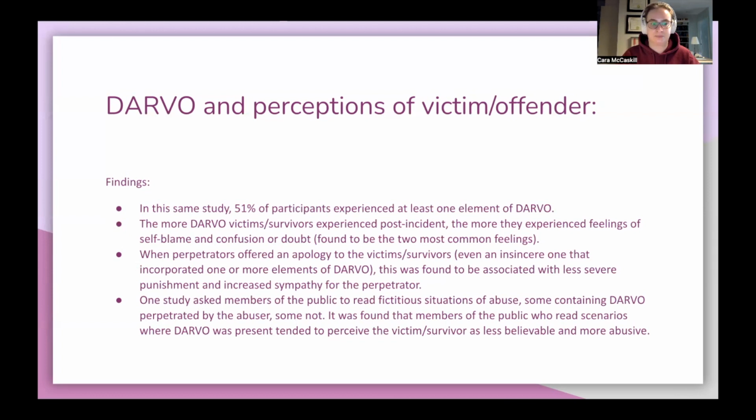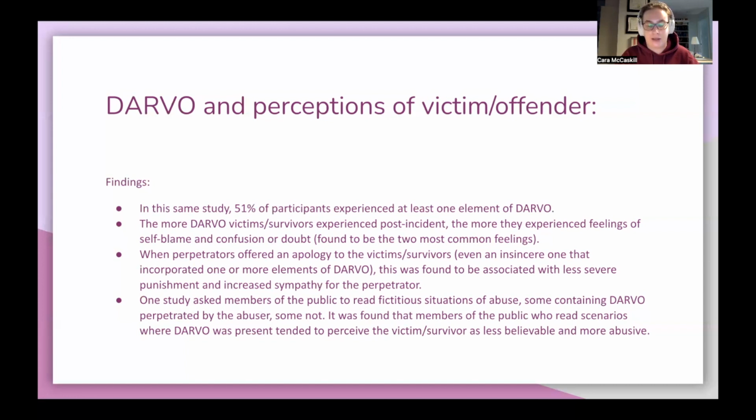When perpetrators offered an apology to the victims or survivors, even an insincere one that incorporated one or more elements of DARVO, as that is something that is seen in court cases sometimes, perpetrators will offer an apology in an attempt to lighten the consequences by showing remorse for their actions. This was found to be associated with less severe punishment and increased sympathy for the perpetrator. So DARVO can even be incorporated into apologies for gender-based violence, and that has been shown to have an effect on the amount of punishment the perpetrator receives and how they are viewed by members of the justice system, by the public, by friends and family.